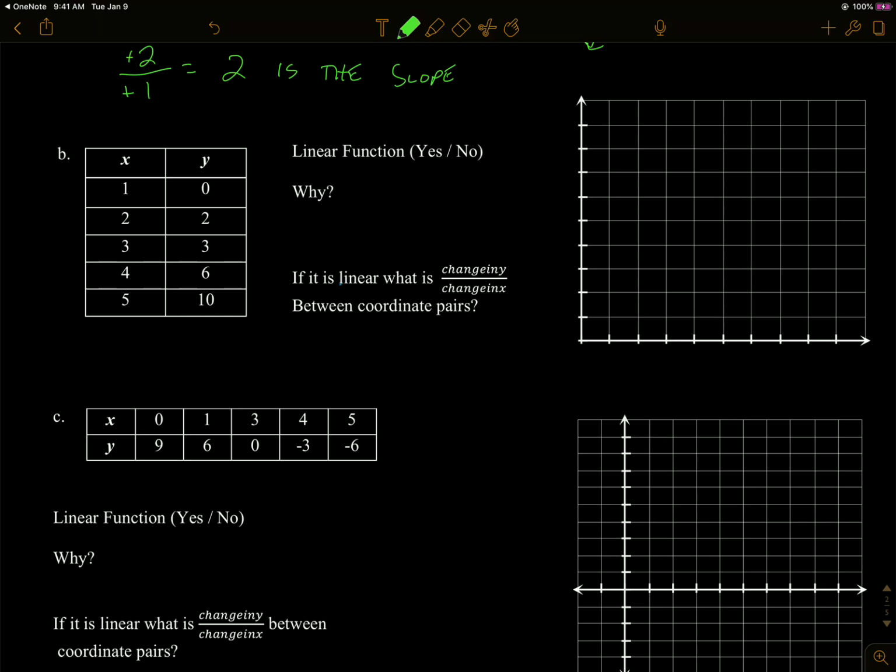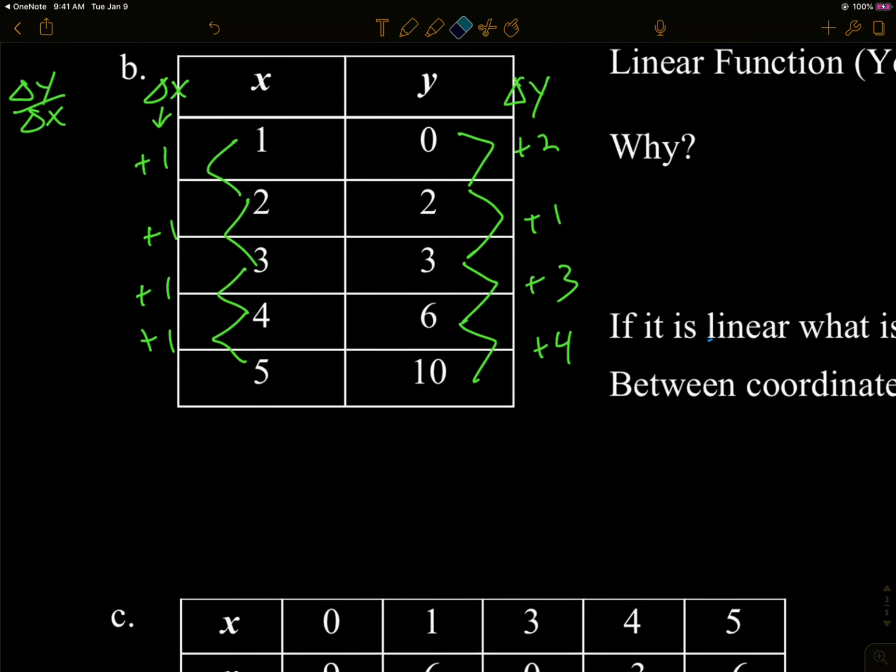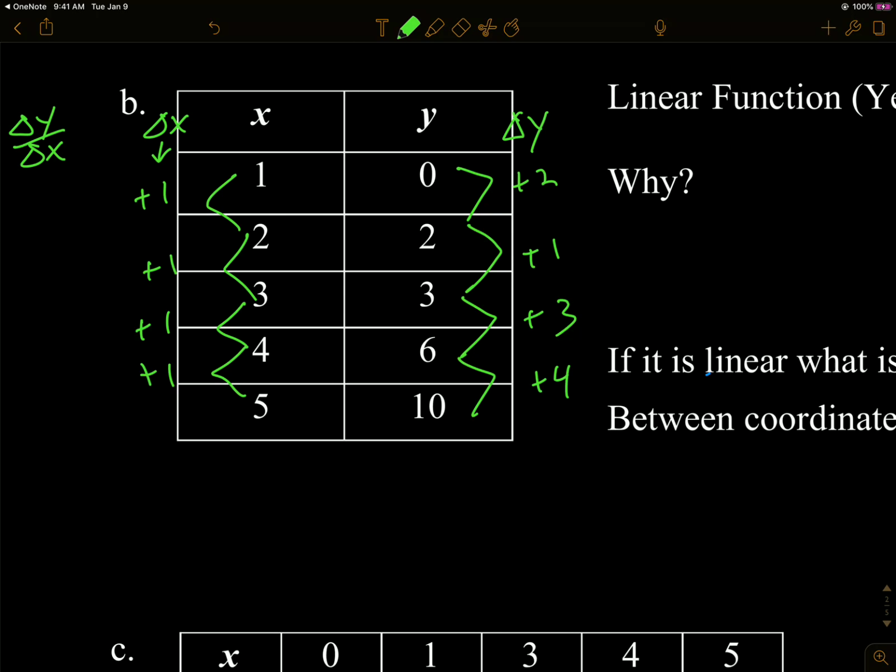All right, linear function, yes or no? So first, let's look at the table. The change in x is up 1, up 1, up 1, up 1. They're not trying to trick us yet. Change in y: up 2, up 1, then up 3, and then up 4. So that's my change in y. So now if I make my rate at each step, my delta y over delta x, for each step, from 1 to 2, the change in y was 2, and the change in x was 1.